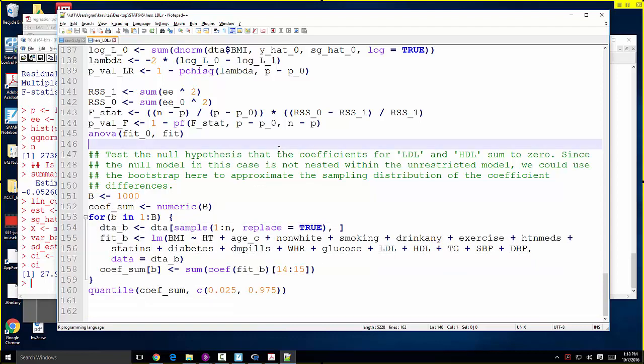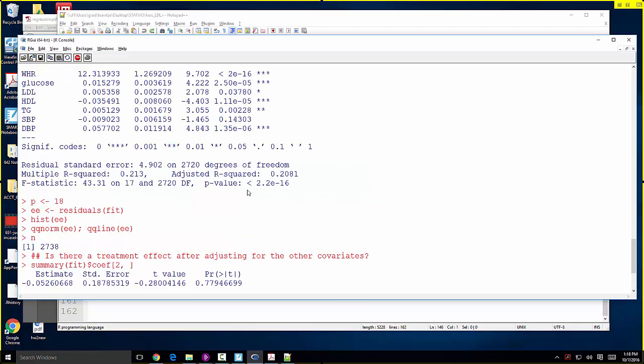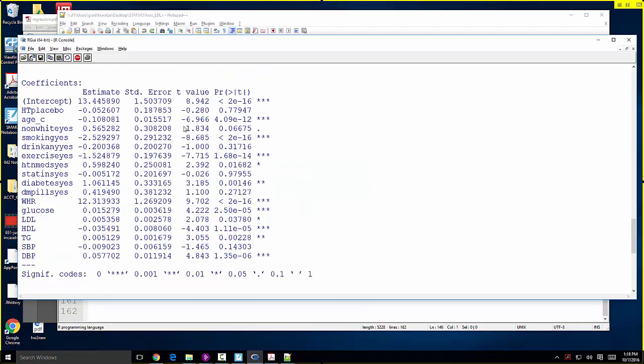Okay, I got to run. Any questions? Yes? How can we know the way that R has parameterized things with the treatment variable?